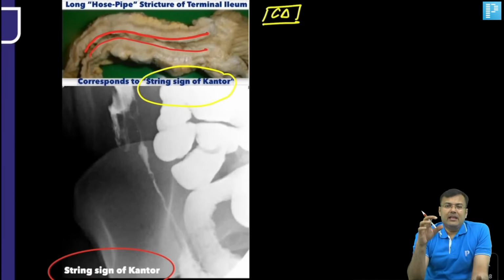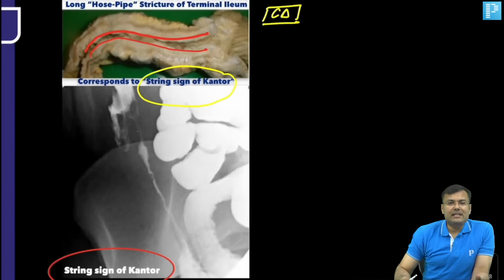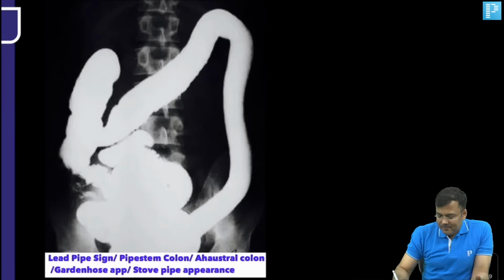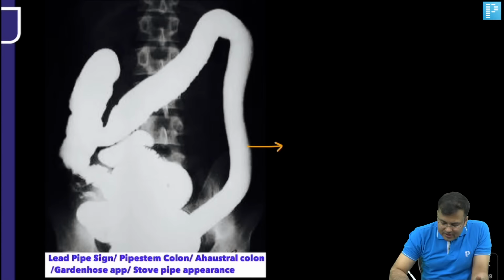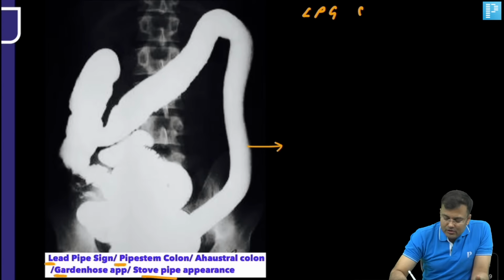There are some signs of Crohn's disease as well as ulcerative colitis which are asked frequently. One of these is the string sign of Kantor. Okay. Now, see the next one. Guys, can you see here? There are no haustrations in the colon. Absence of haustrations. This is known as a haustral-less colon, also known as lead pipe sign, also known as garden hose appearance, also known as stovepipe. So, how to remember? LPG stovepipe.